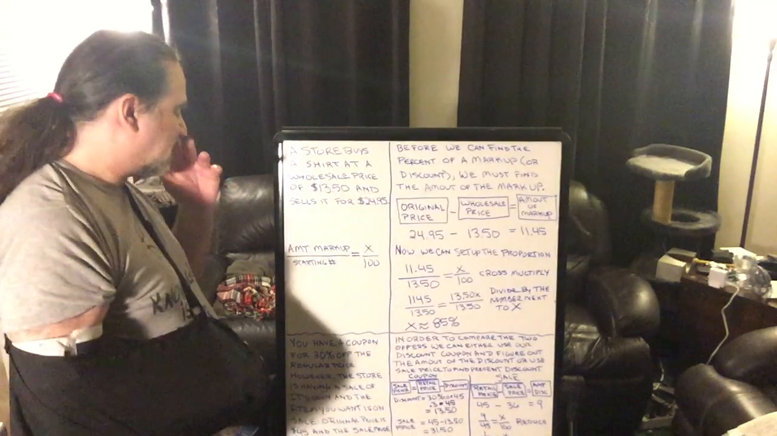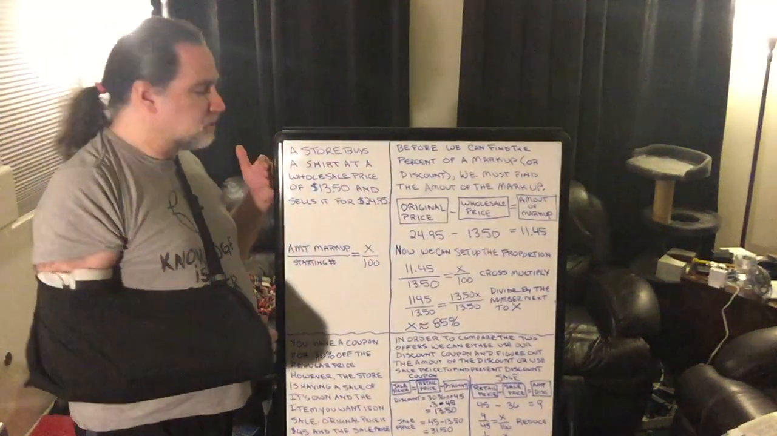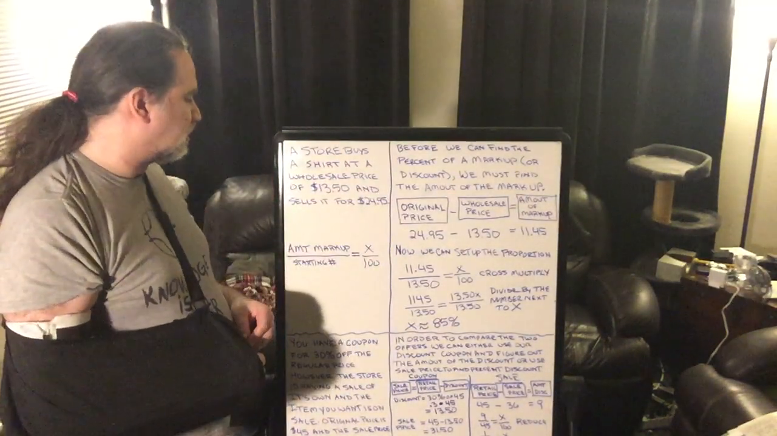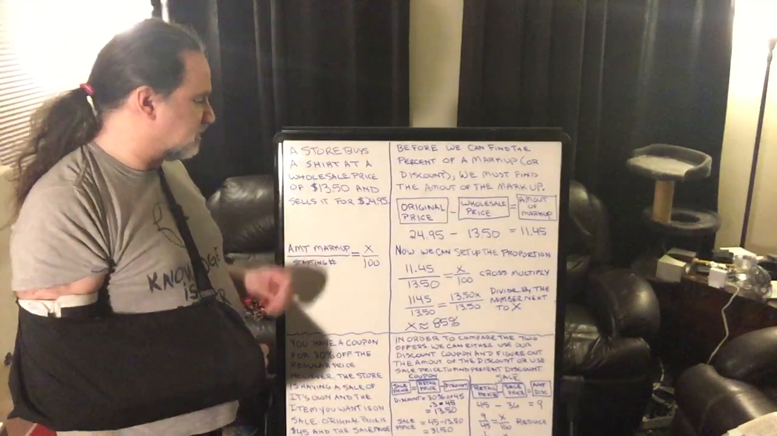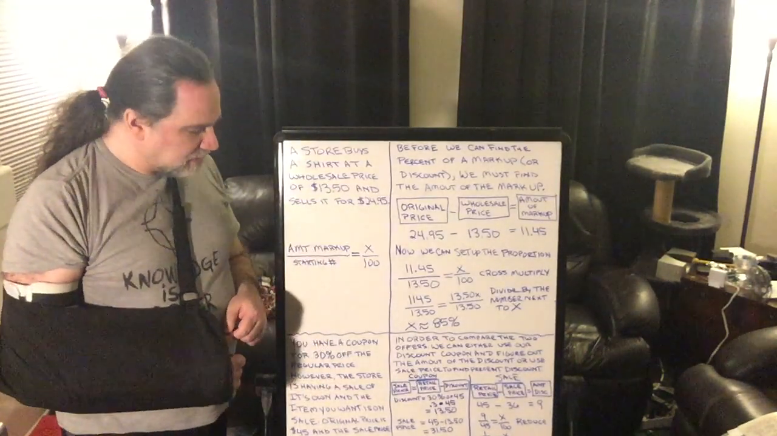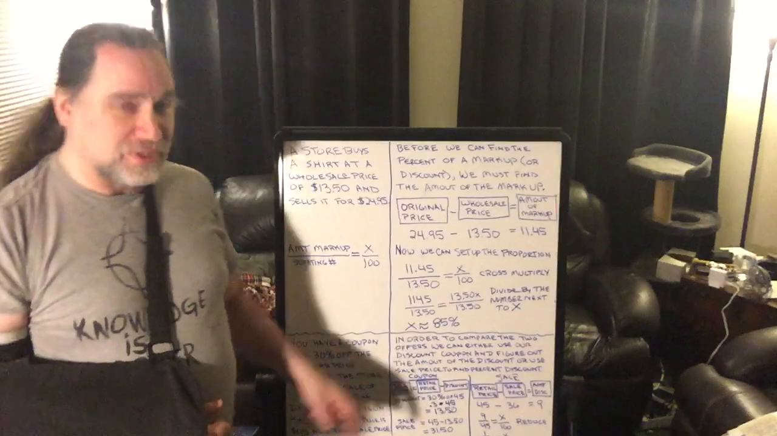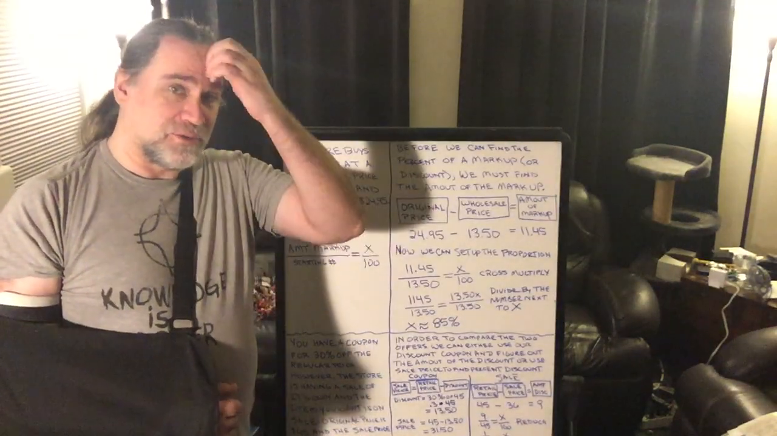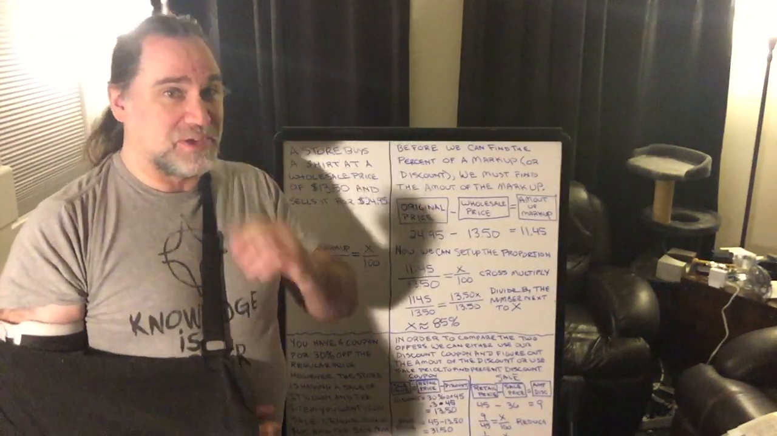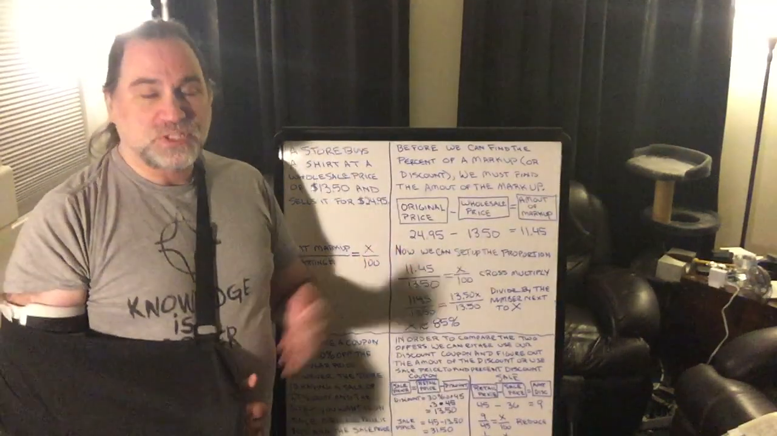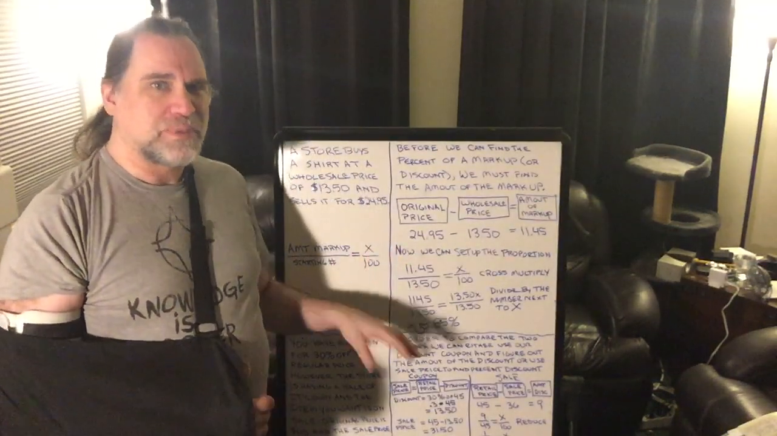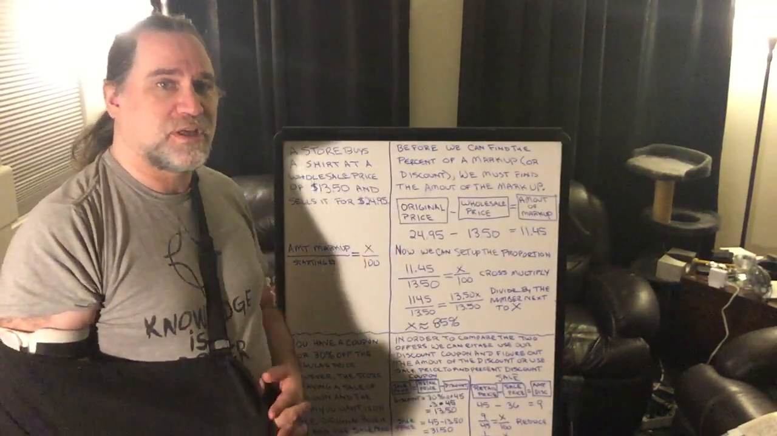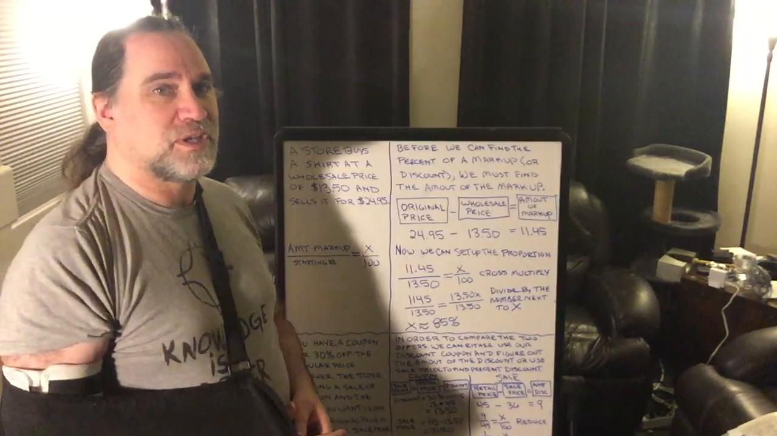So here we go. Let's take a look at a problem. It says a store buys a shirt at a wholesale price of $13.50 and sells it for $24.95. And I apologize if it gets a little small there at the bottom. This may require you to pause the video and enlarge, just so you can see the notes a little more clearly. But I'll be reading everything you see there, so it's not like it's going to go unmentioned.